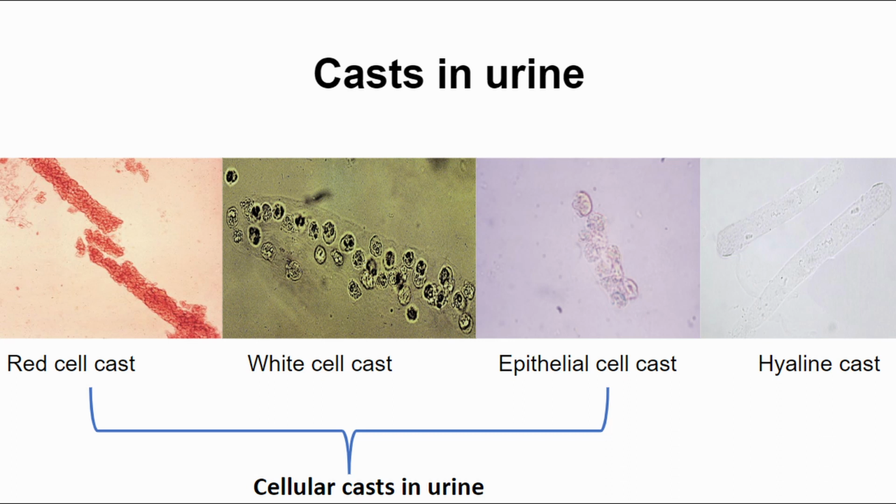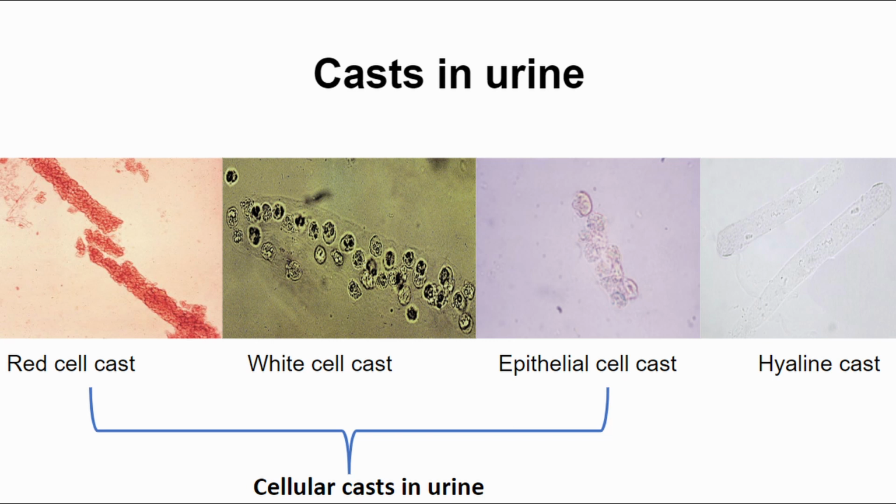So, you can see that the red blood cell casts appear orange-red in color, and the cast matrix contains red blood cells, which is seen in glomerulonephritis. And now you can see the white cell cast. The cast matrix contains white blood cells, which are seen in pyelonephritis and acute interstitial nephritis. Epithelial cell casts are composed of renal tubular epithelial cells attached to a protein matrix. These are seen in renal tubular damage.